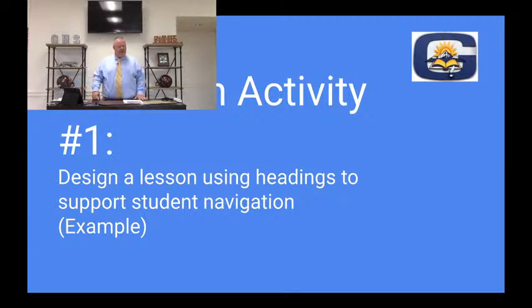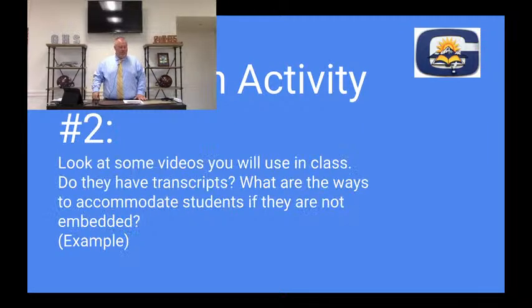And then our second hands-on activity is to start to look at some of the videos that you will use in class. So you could either go to YouTube, Khan Academy, any of these different places that you draw a lot of videos from, and just look to see if they have transcripts, okay? Or if there are closed caption tools. I know that on YouTube, we should have a closed caption tool. And so that accessibility is already embedded within the tool, okay?